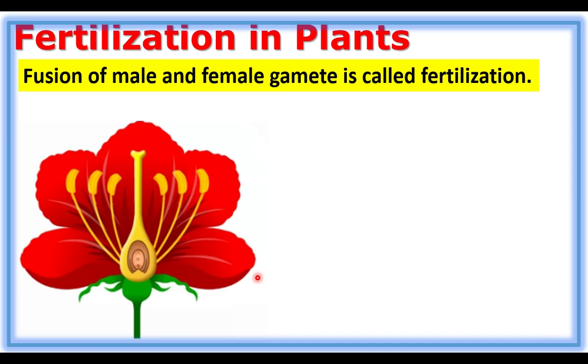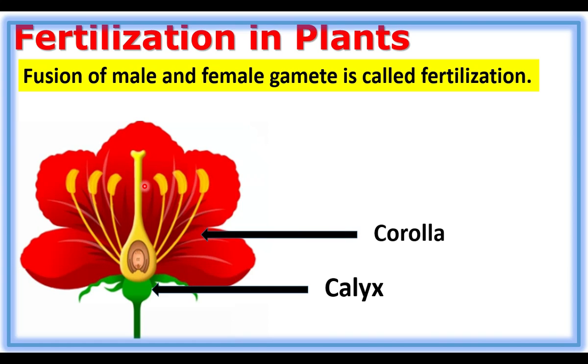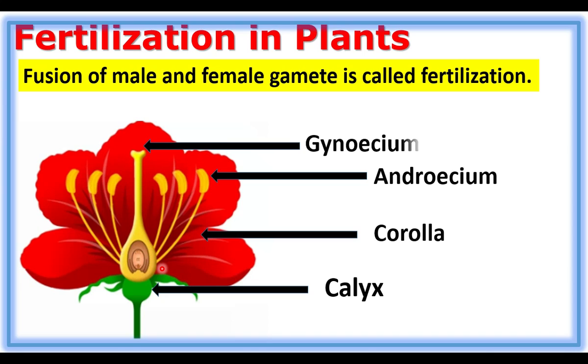The flower has four parts. The basal part, the green colored part made up of sepals, is the calyx. The colored part made up of petals is the corolla. The stamens form the male part of the flower, that is androecium. The central part is gynoecium, the female part of a flower.